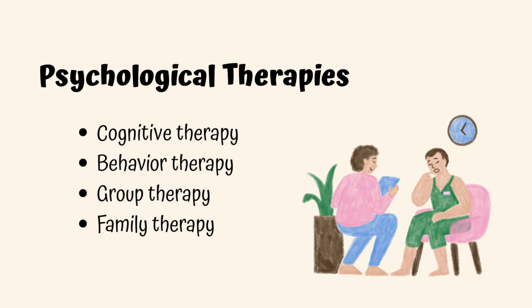Cognitive therapy helps patients identify and change distorted thoughts. In behavioral therapy, we focus on improving daily functioning and adaptive behaviors. In group therapy, we provide social support and encourage interaction with others. And in family therapy, we educate and support the family to reduce stress and improve communication. So, these therapies combined with medications help patients function better and maintain social relationships.